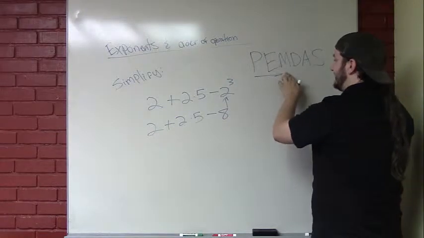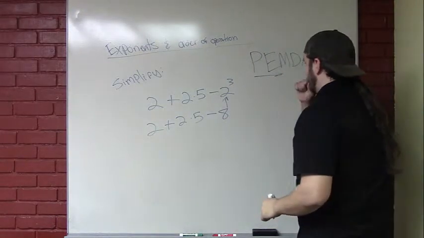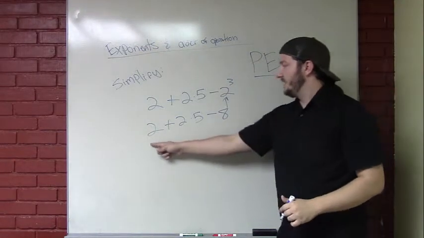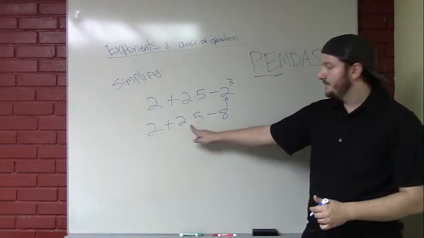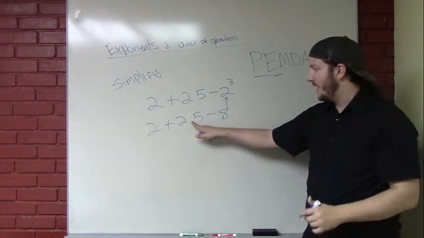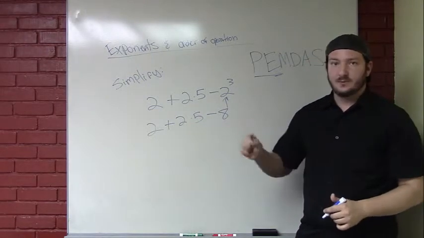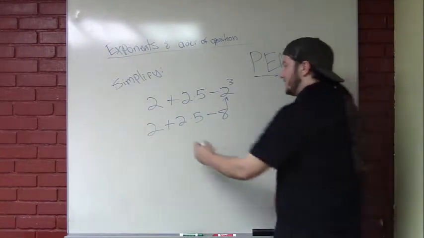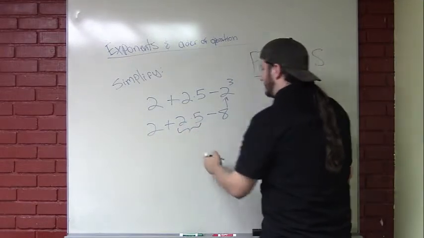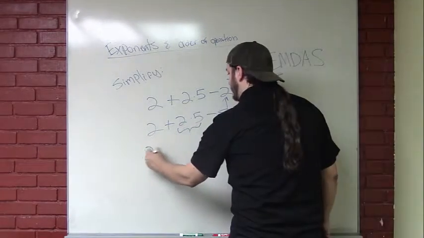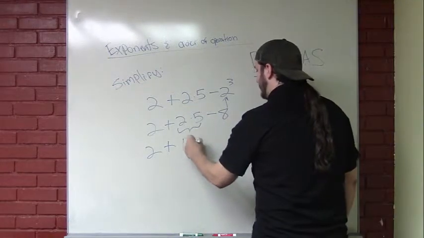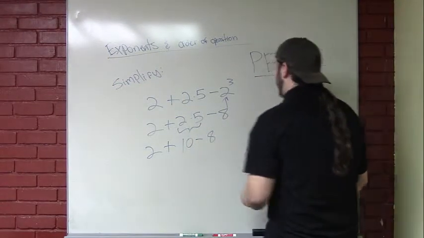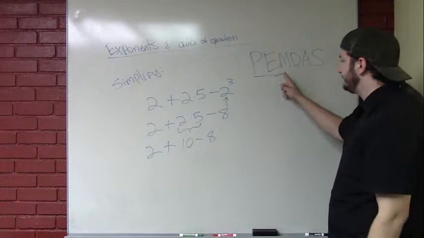Cool. Next thing is multiplication. Do you see multiplication in here? Well, 2 times 5. In case you didn't know, this little dot here, there's a tiny dot. I don't know if the camera can see it or not. It just means multiplication, the little dot right there. So, your next step is multiply this guy. So you have 2 plus 2 times 5 is 10 minus 8. So we did our multiplication.